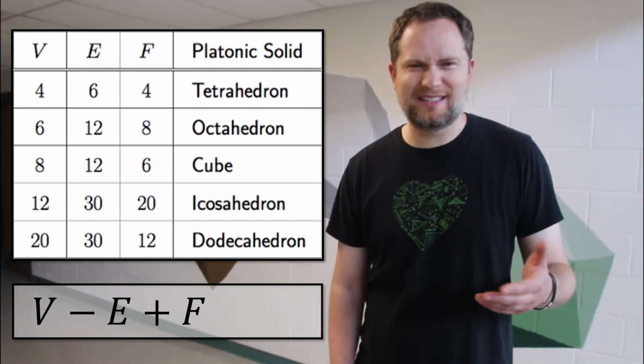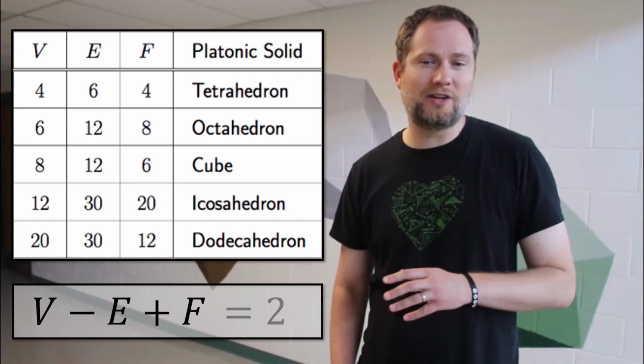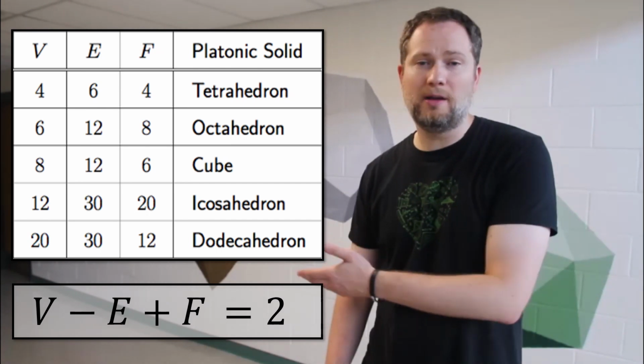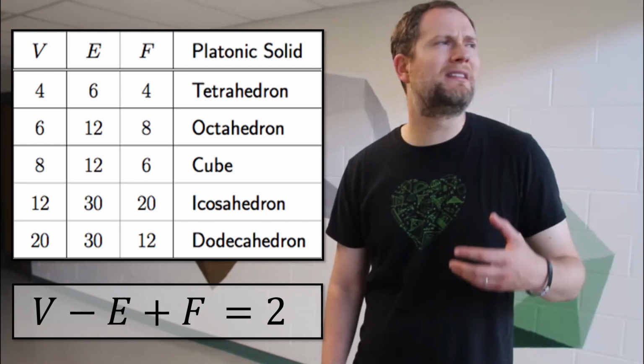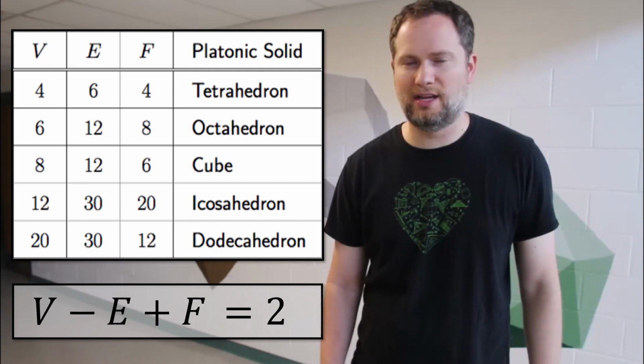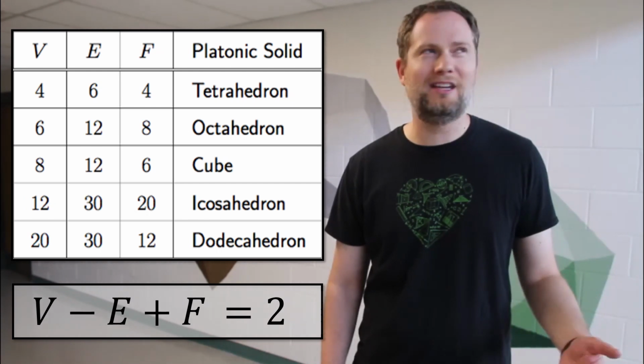Now we're getting into some topology, really. So this is a property that's wonderful and special, not just for the regular polyhedra, but for any shape that's kind of sphere-like. This is called Euler's polyhedron formula. And the number 2 is called the Euler characteristic for anything that is ball-like.